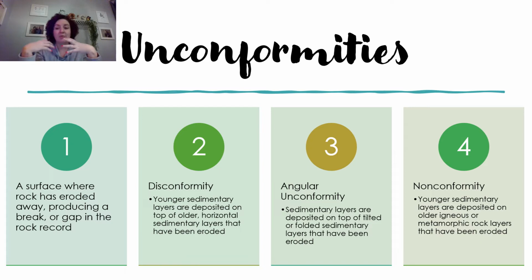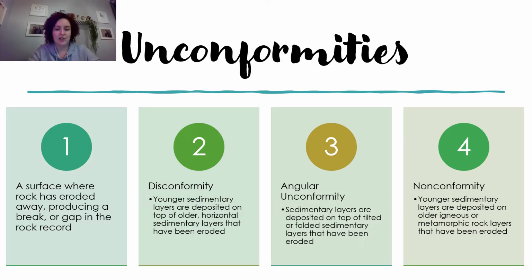Okay, so there are 3 different types. We have a disconformity, we have an angular unconformity, and we have a non-conformity. So the disconformity is where younger sediment layers are deposited on top of older. Horizontal sedimentary rocks have been eroded away. So if all of a sudden the Grand Canyon were to start being filled in with sand, this would be a disconformity because going across the original rock bed would be the relative same age, but then you get these random new sediments placed within that are much, much younger. Okay, that is a disconformity.